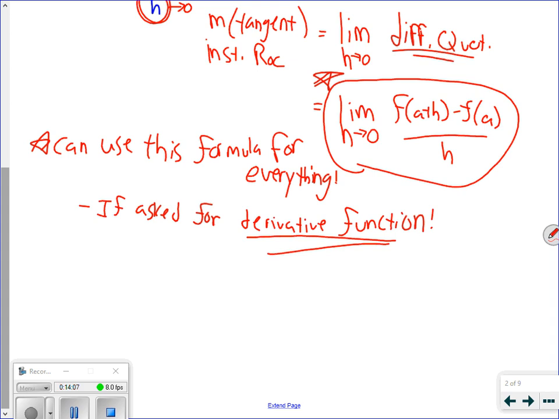Okay? So there's your 2 definitions of a derivative. And again, I think this one is the most important of the 2. And I think it's a really cool idea of where that comes from. It's just the average rate of change as we have a limit approaching a point.